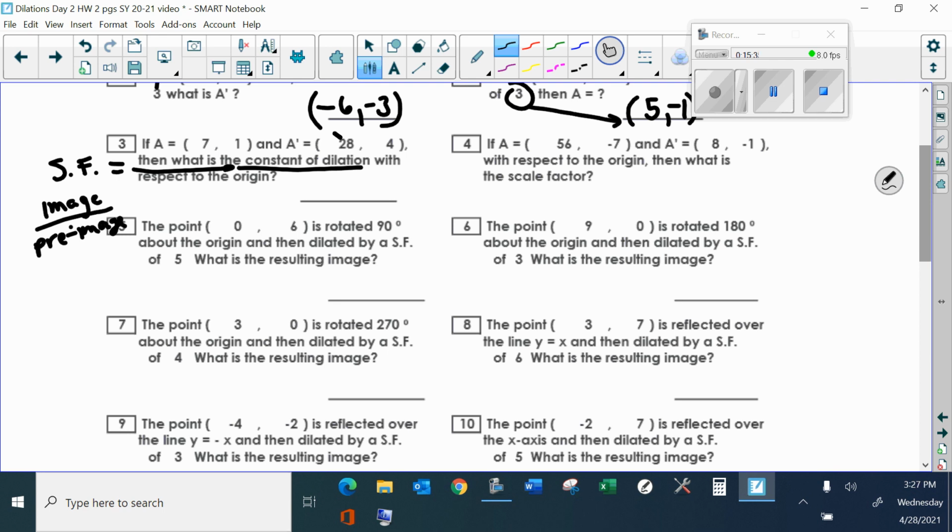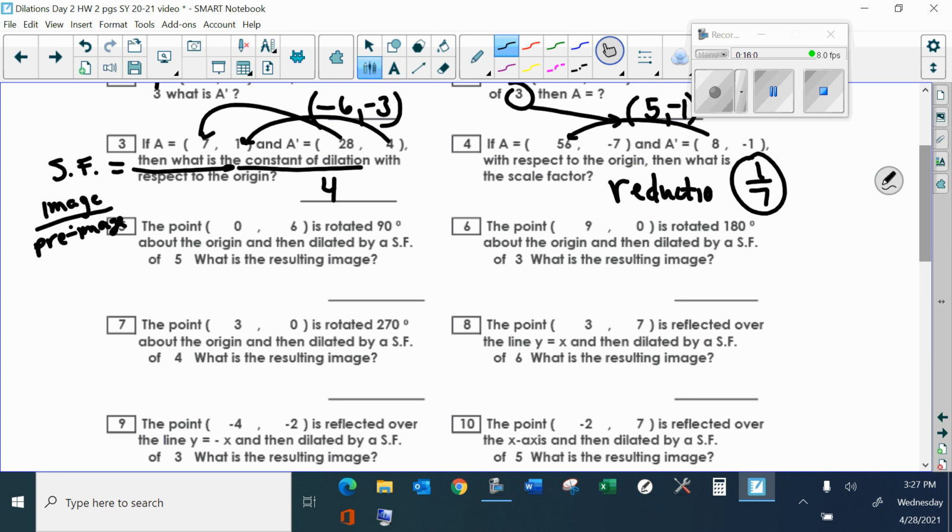So I can take either coordinate. 28 divided by 7 is 4. Or I could have done 4 divided by 1 is 4. I get the same answer. All right, the next one, so the same idea here. Image divided by pre-image. So 8 divided by 56 is 1/7, which I could have got -1 over -7 is 1/7. And that's a reduction. Remember, it's a reduction when it's between -1 and 1, and it's an enlargement here because it's greater than 1 or less than -1.